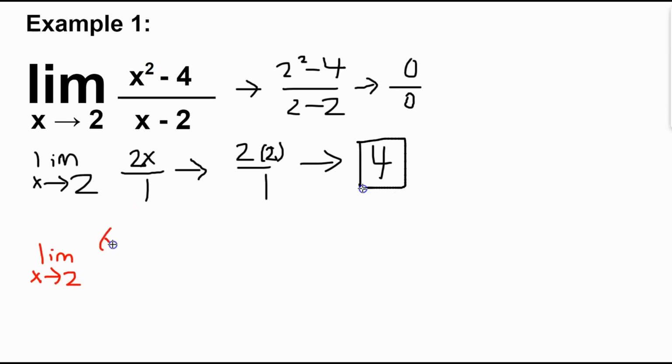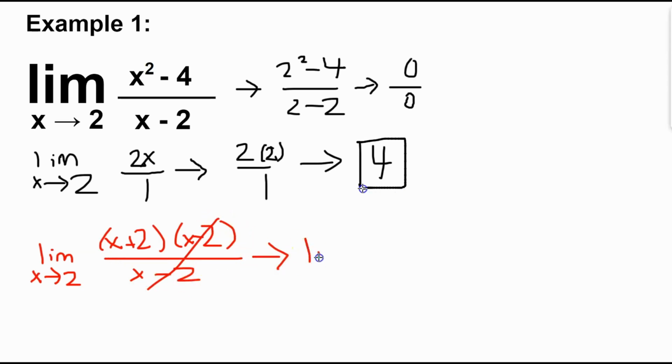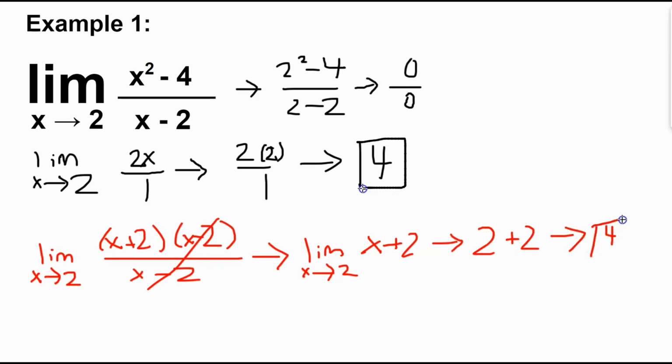And if we were to apply that principle, so x plus 2 times x minus 2, keep the denominator the same, we can cancel out the x minus 2, and we're left with the limit as x approaches 2 of x plus 2, and then we can simply substitute in 2 plus 2, and get 4. So we get the same answer with a little less work.